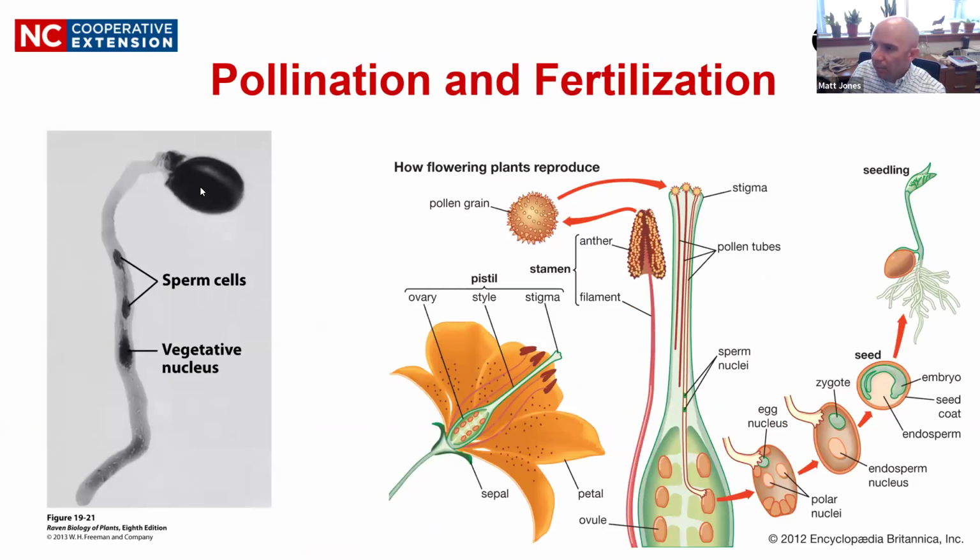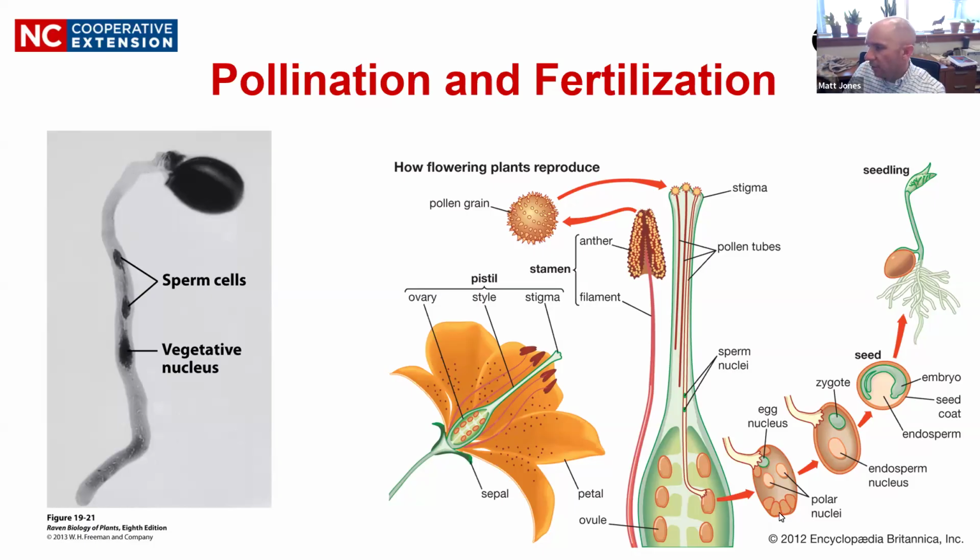So here is what a pollen grain looks like when it germinates. It produces a pollen tube and distributes two sperm cells down the pollen tube. Here's a pollen grain landing on the stigma, germinating on the stigma, producing a pollen tube that grows down the style into the ovary, finding an ovule.